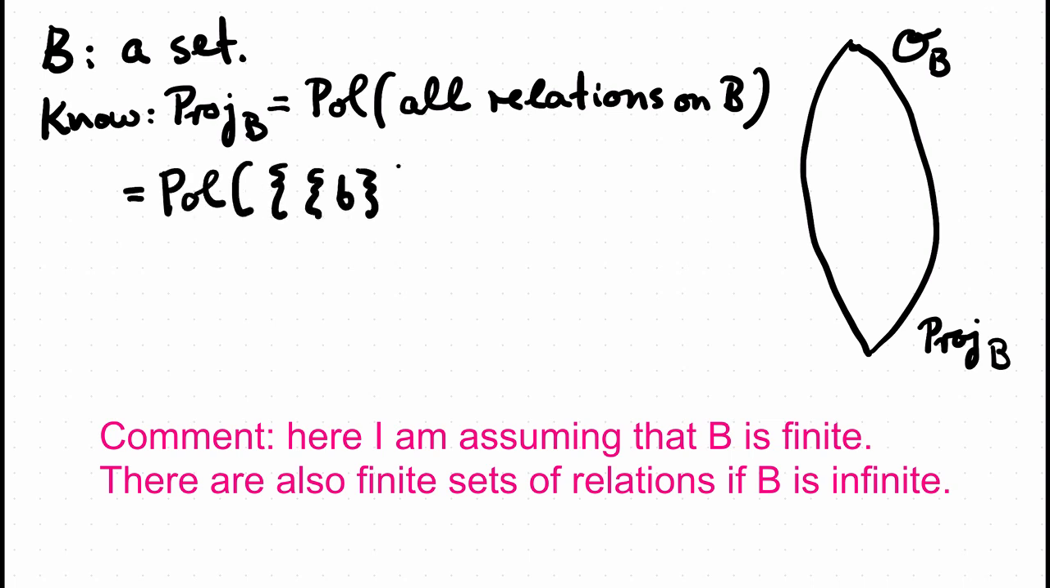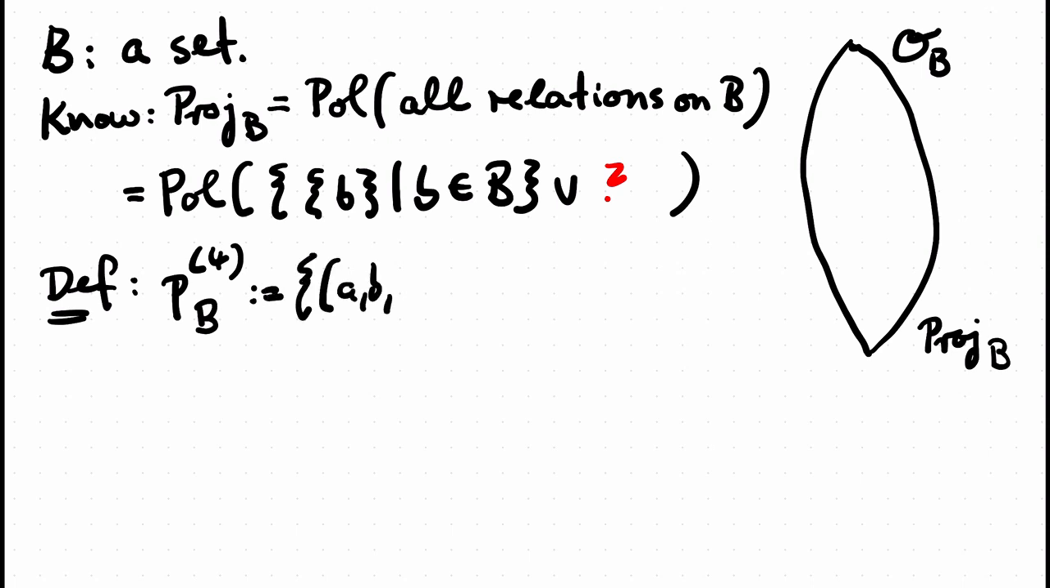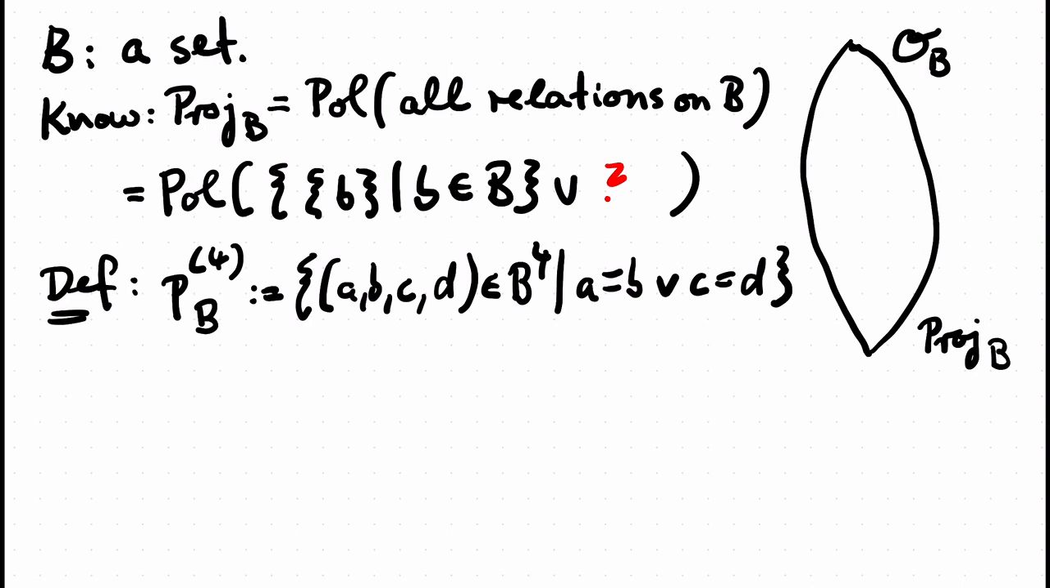First, we add for each element of B the singleton unary relation that just contains this element. Note that this forces all polymorphisms to be idempotent. So all unary polymorphisms must be the identity. To eliminate all higher arity non-projections, it suffices to add one more relation of arity 4, which I call PB4. It contains all four tuples a, b, c, d, such that a equals b or c equals d.